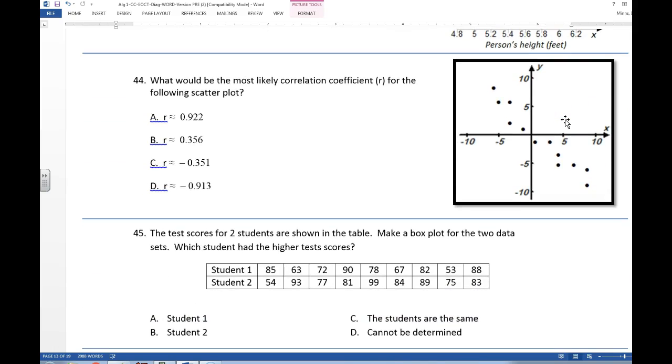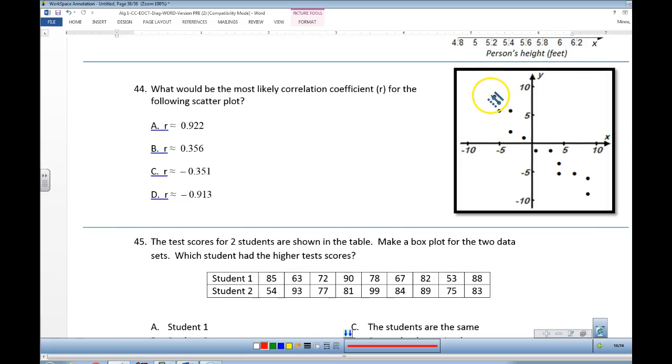Alright, number 44. What would be the most likely correlation coefficient, R, for the following scatter plot? Well, we learned about R values, and R values have to do with how close the points are to a line. So let's draw a line through this data. The line might look something like that, with about an equal number of points above and below it. So there's our line.